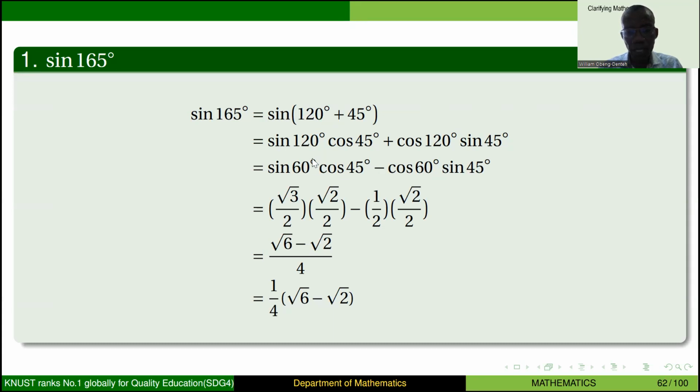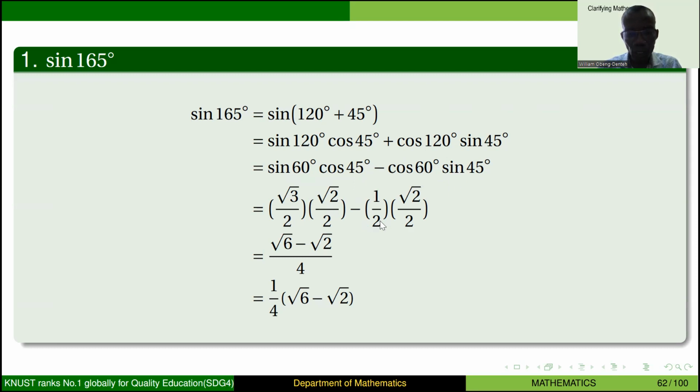In our previous slides that we treated a long time ago, we calculated sine 60, cos 45, cos 60, sine 45. We treated all this and even tan and all that. So sine 60 degrees will give us root 3 on 2, cos 45 degrees will give us root 2 on 2, cos 60 will give us half, and sine 45 will give us root 2 on 2.